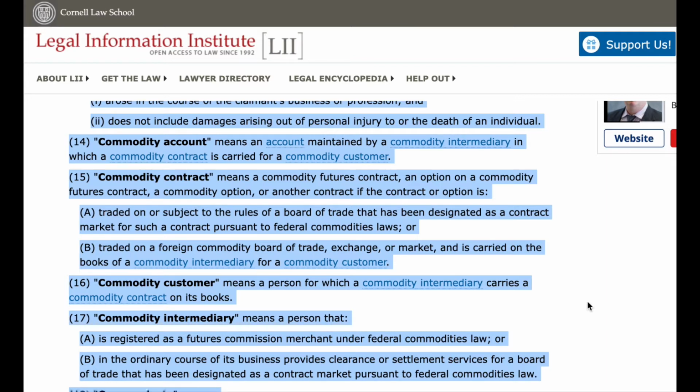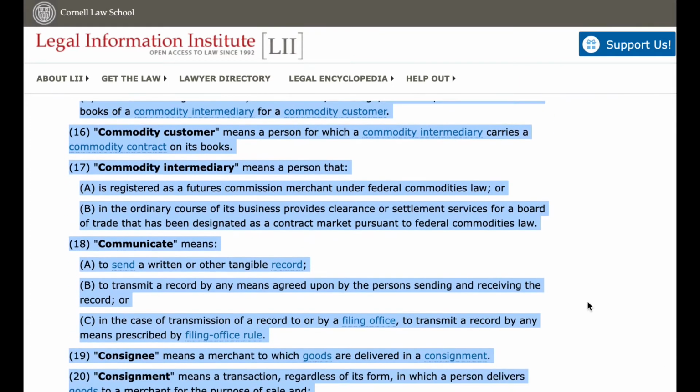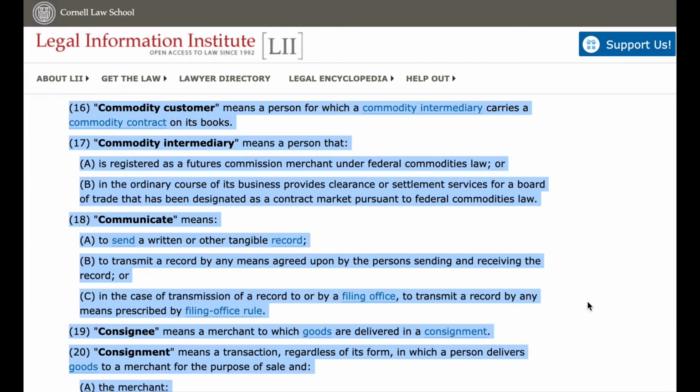16. Commodity customer means a person for which a commodity intermediary carries a commodity contract on its books. 17. Commodity intermediary means a person that: a. is registered as a futures commission merchant under federal commodities law; or b. in the ordinary course of its business provides clearance or settlement services for a board of trade that has been designated as a contract market pursuant to federal commodities law.